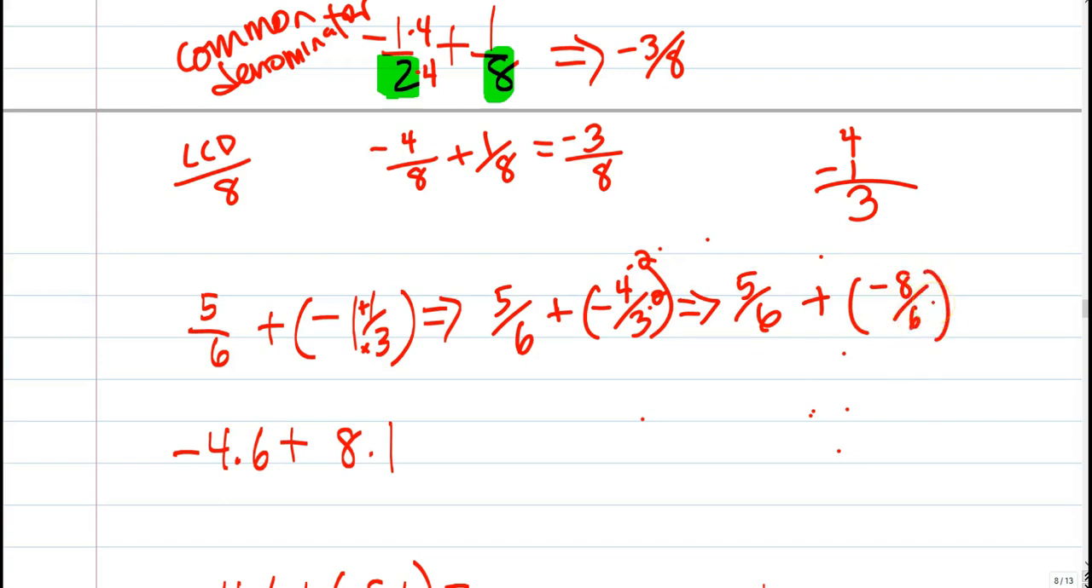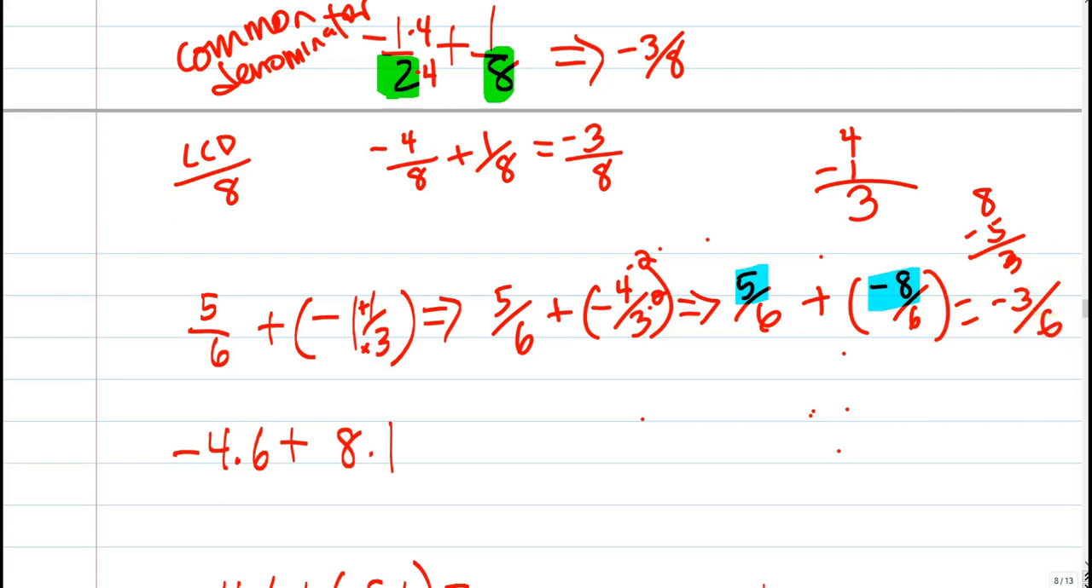What does this do for me now? Now that they have a common denominator, I can add the numerators. I can add the top. What is 5 plus negative 8? Well, when they're opposite signs, they cancel. So I do negative 8, the larger number, 8 minus 5, I cancel them, and I'm left with 3. But 3 what? We have 3 more negatives. So negative 3 over 6.